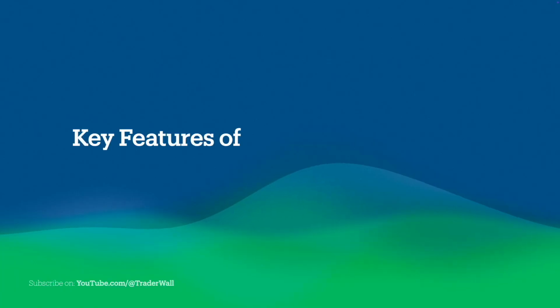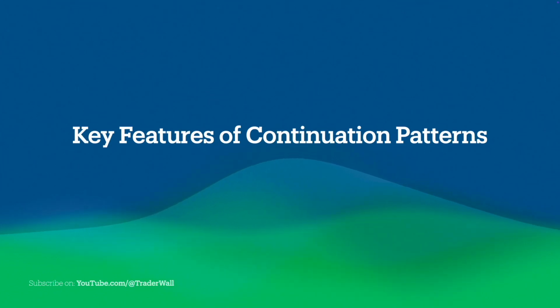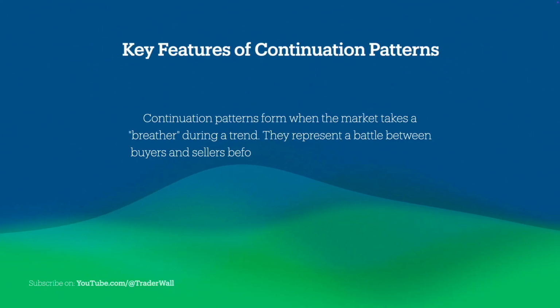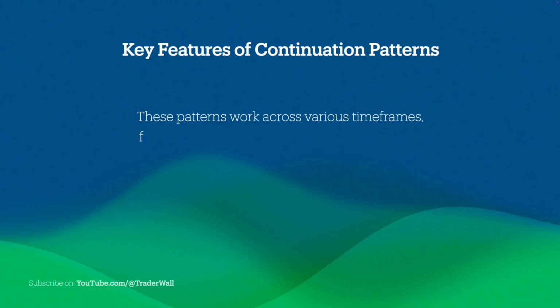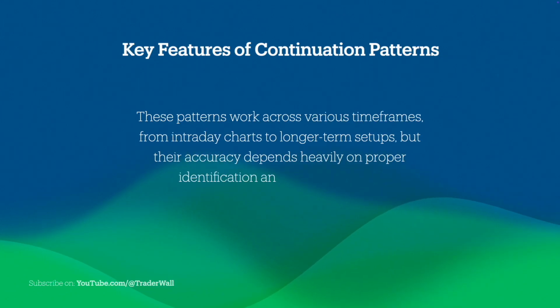Key features of continuation patterns. Continuation patterns form when the market takes a breather during a trend. They represent a battle between buyers and sellers before the dominant side takes control again. A key aspect to watch is volume. It often decreases during the consolidation phase and surges when the breakout occurs. These patterns work across various timeframes, from intraday charts to longer-term setups, but their accuracy depends heavily on proper identification and market context.